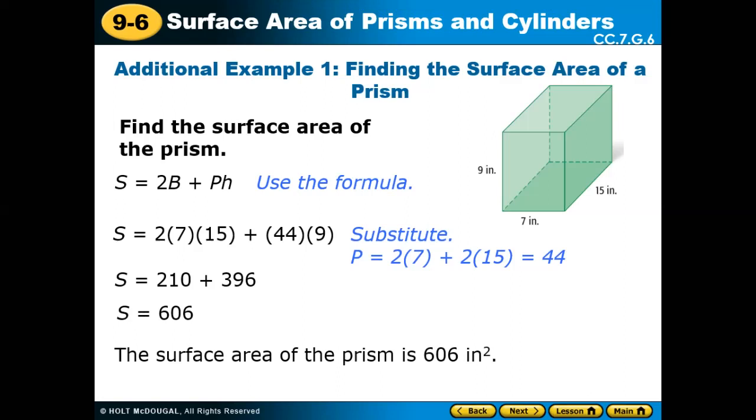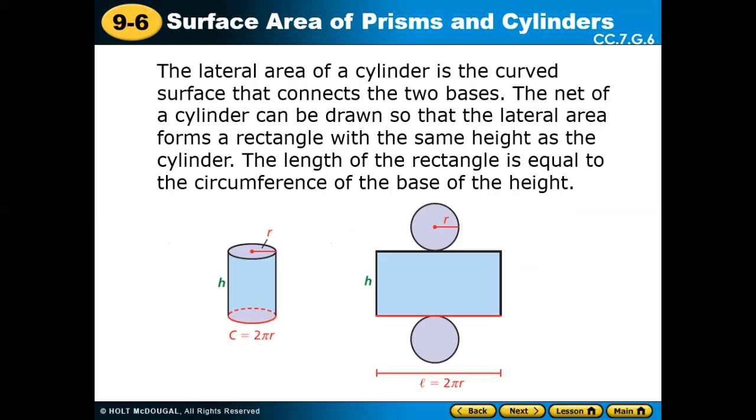Is that clear? Okay, let's continue with the cylinder. The lateral area of a cylinder is the curved surface that connects the two bases together. The net of a cylinder can be drawn so that the lateral area forms a rectangle with the same height as the cylinder. The length of the rectangle is equal to the circumference of the base. Okay, as it's shown here in our drawing.